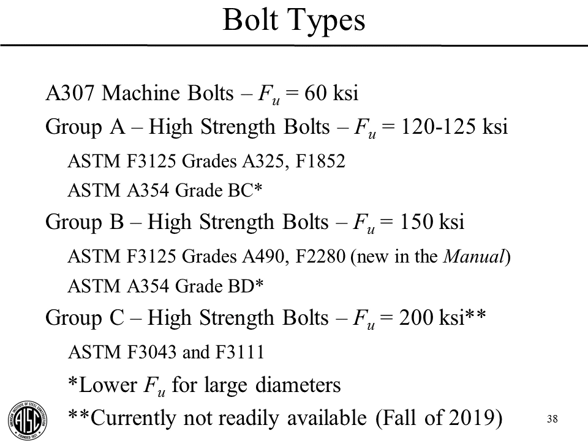And then we have 3 groups of high-strength bolts. Group A high-strength bolts have a tensile strength of 120 to 125 KSI. In this group, we have ASTM F3125 grades A325 and F1852. We also have ASTM A354 grade BC. In group B, they're higher strength bolts. We have ASTM F3125 grades A490 and F2280. And finally, we have ASTM A354 grade BD in group B.